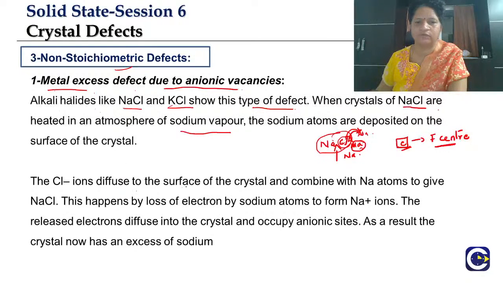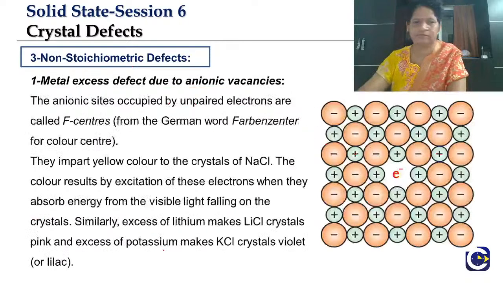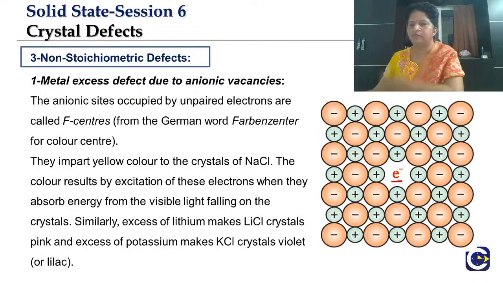The chloride ions diffuse to the surface of the crystal and combine with sodium atom to give NaCl. This happens by loss of electron by sodium atom to form Na plus ion. The released electron diffuses into the crystal and occupies the spaces of the anions. Now, because chloride ion is missing and sodium ions are more, it will become excess of sodium ions. See, I said it will occupy the place from which the anion is moving. And these we call F centers, and these are the reason why it imparts color.